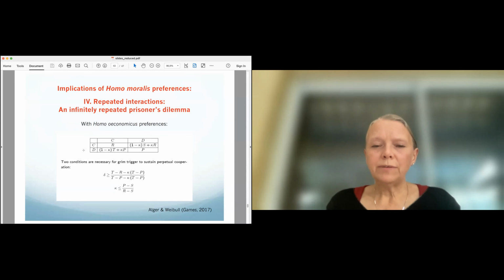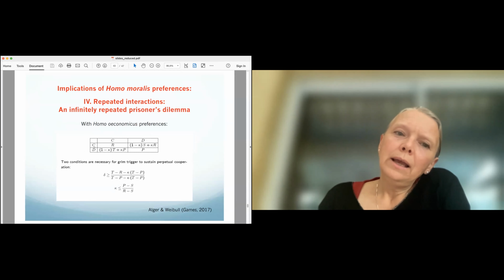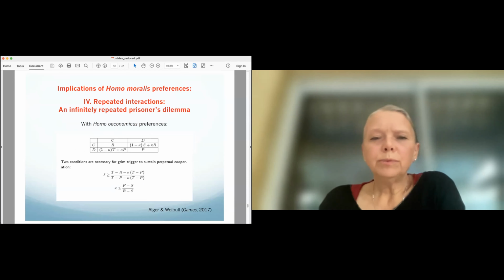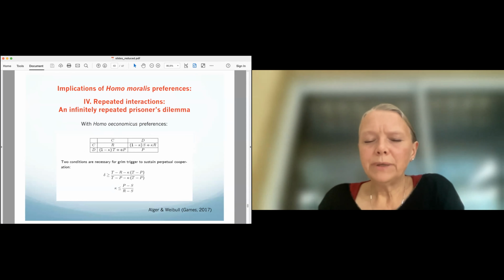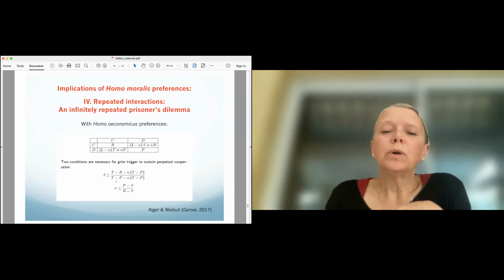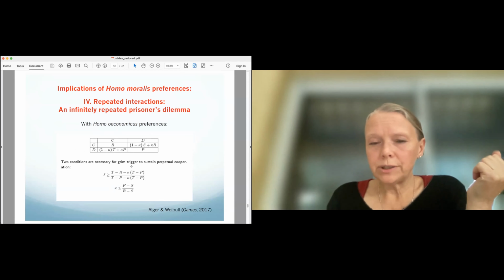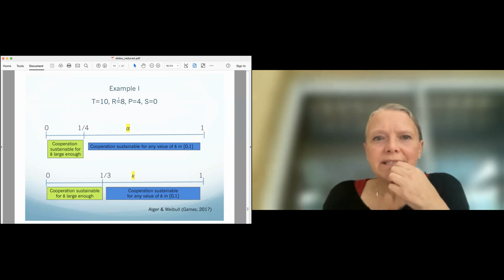For homo moralis preferences, it's slightly different. So now we have here someone who defects against a cooperator attaches a weight 1 minus kappa to the own material payoff, but now a weight kappa to the payoff that he would get if both were to defect. So that's P now. So now we get different thresholds here on delta and kappa for Grim trigger to sustain cooperation. So depending on the payoffs, here's an example.